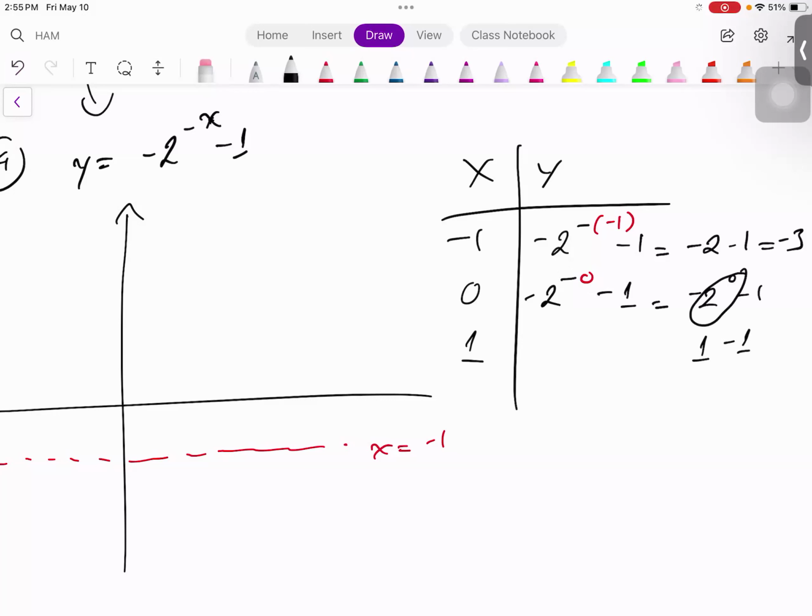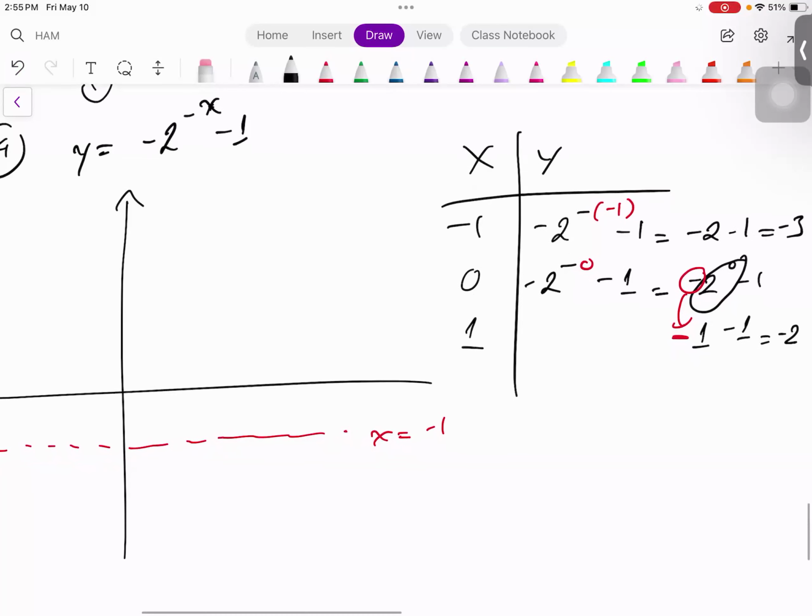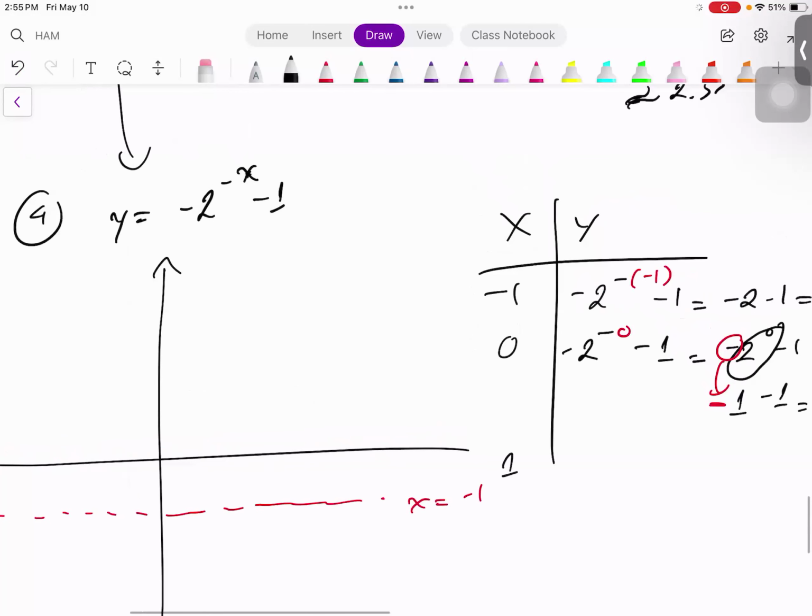Is that correct so far? No. You still have the negative in here. Don't forget the old friend here. Okay. So the answer should be -2. I think only Matthew got it right. So 0, -2. Now x equals 1.